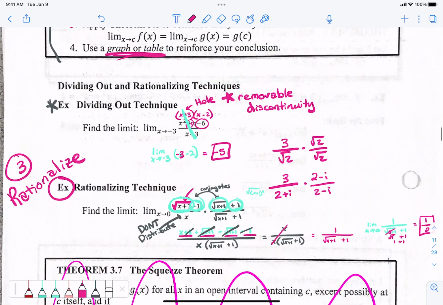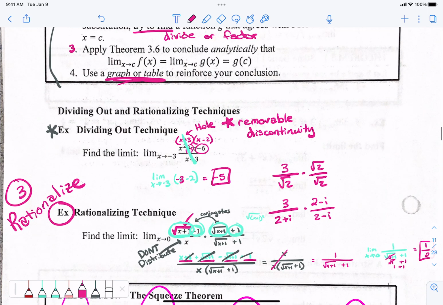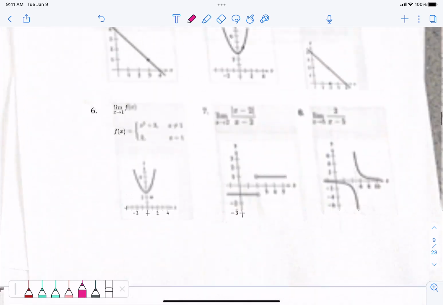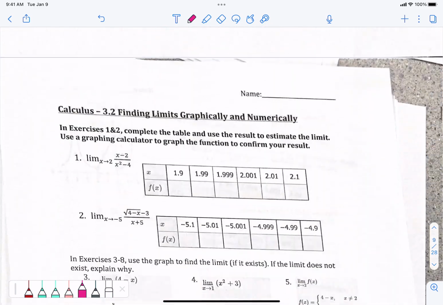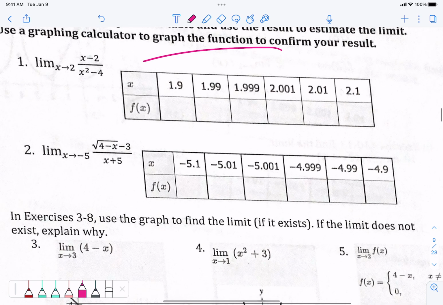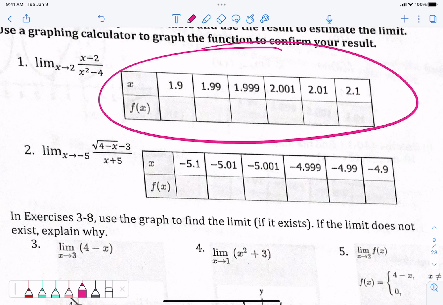So that's strategy number 3, rationalize. If all of them fail, which sometimes you cannot do any strategy, sometimes none of those options work. If none of those options work, graph it, or use a table, like we did yesterday. We used a table as part of your homework assignment. Do the table thing. Figure out what it's approaching, right? Do one of those things.